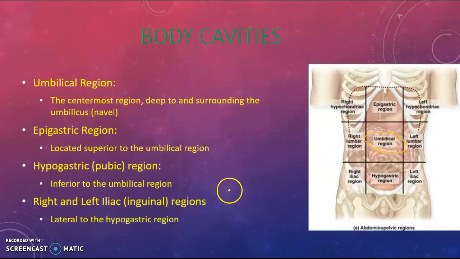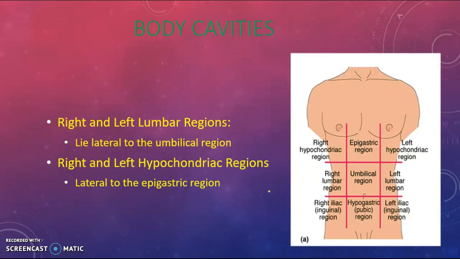Then we have the inguinal or iliac regions. Those can be used interchangeably. And if you remember, inguinal means groin. So this is going to be the groin area. You have a right and a left iliac region. Then you have the right and the left lumbar regions, which are going to flank the umbilical region. And then you have the right and the left hypochondriac regions. These are going to flank or be lateral to the epigastric region.